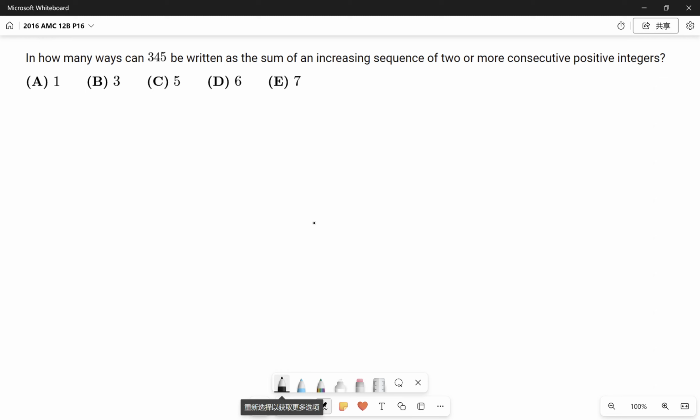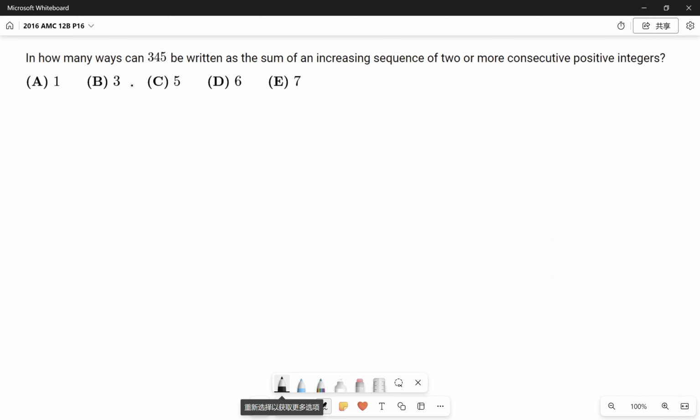This problem here is 2016 AMC 12B problem 16. In how many ways can 345 be written as the sum of an increasing sequence of two or more consecutive positive integers? There are A, B, C, D, E, 5 options here. So 345, let's just look at this number. How do we actually split this up into two or more consecutive integers that are increasing?